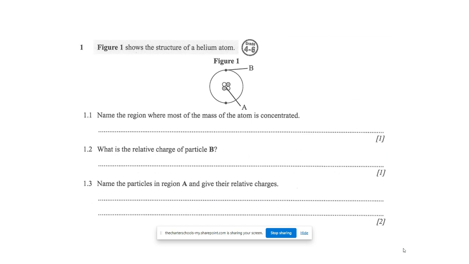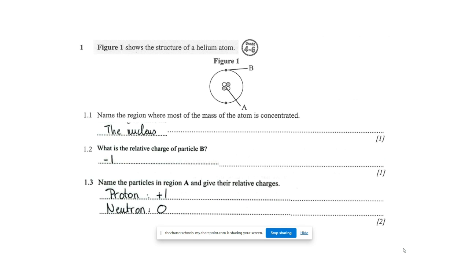The particle B is an electron. Therefore, it is negatively charged. And you need to know that. The charge of an electron is -1. And in region A, we have the protons, which are positive, and the neutron with a relative charge of 0. They're neutral.